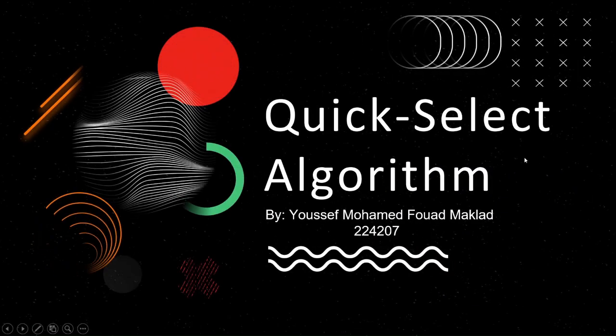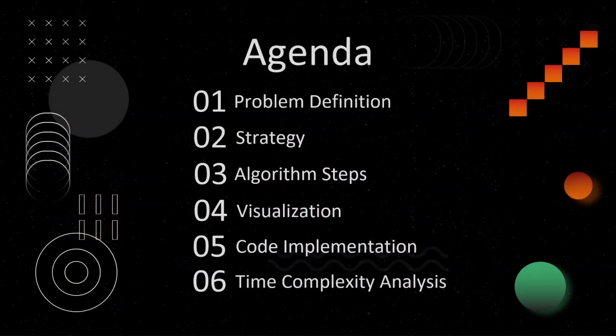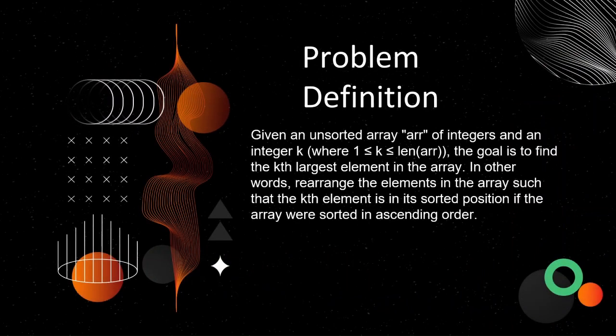Hello everyone, and today I'm gonna explain the quick select algorithm. Our agenda: we're gonna be talking about the problem definition or the problem statement, then discuss the strategy used, explain the algorithm steps, watch a visualization of the algorithm, see a Python code implementation, and finally walk through the time complexity analysis.